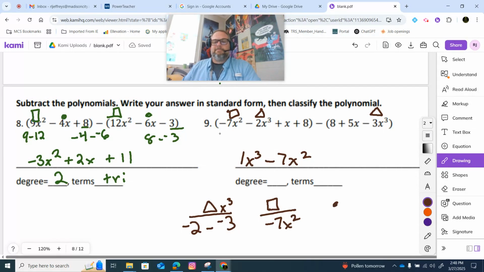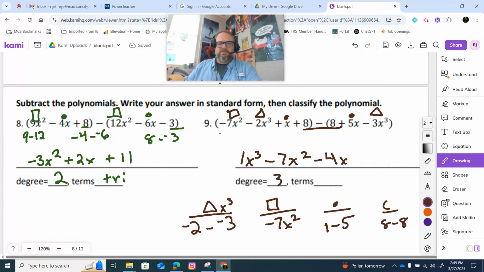All right, number 9. This is 1 minus 5, which is minus 4x. And then our constants. This is 8 minus 8, which is 0. So we have a third degree and another try. All right, that's our lesson.